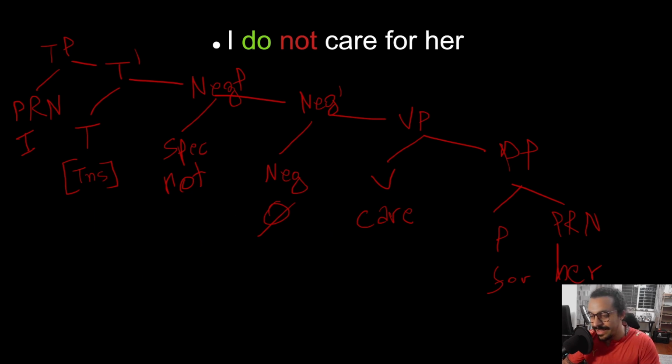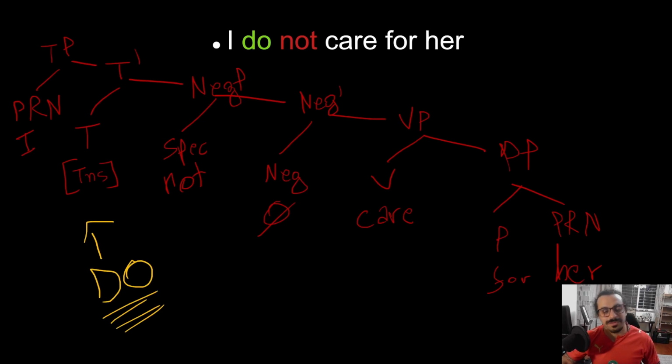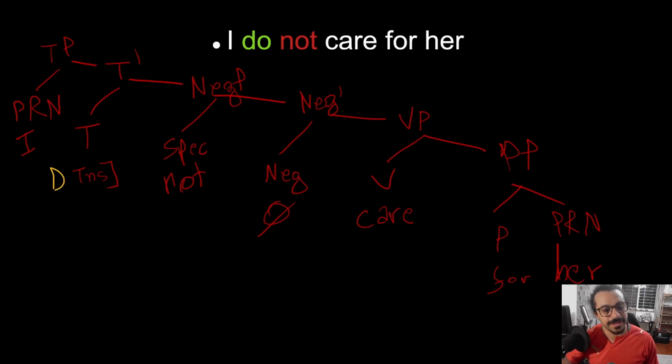What's the solution then? The solution, lo and behold, for the derivation not to crash, is to insert a do onto the head of the T, the tense. And this fixes it. If we take do and we insert it over here, the problem is solved. Now, the tense is attached to something, and that tense affects the do itself. In this case, the form doesn't change. But had it been the past, for example, in the tense, then it would be did. I did not care for her.